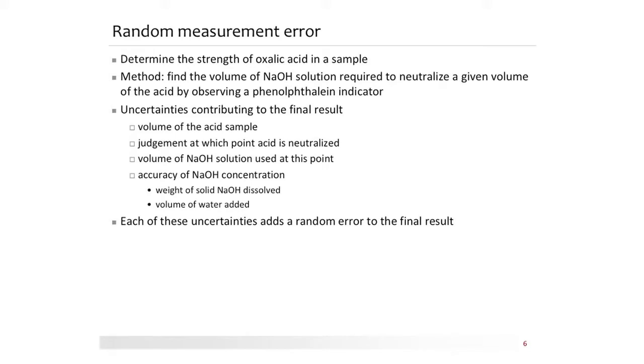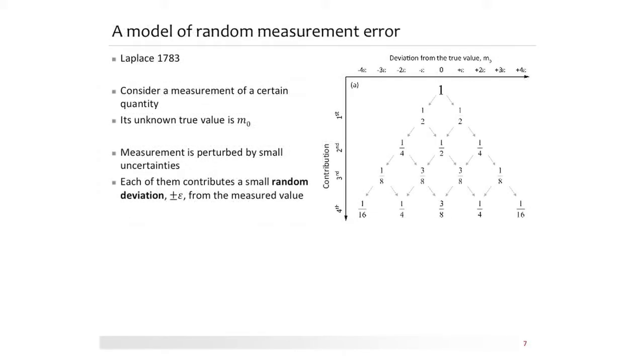Several steps, several uncertainties, they will all add up and create some sort of random error, so your final result will be a random number. And you can build a quite simple mathematical model of these measurement errors to understand how they are distributed. One of them, probably the simplest one, was introduced by Pierre-Simon Laplace, a French mathematician, in 1783, so it's a very old concept.